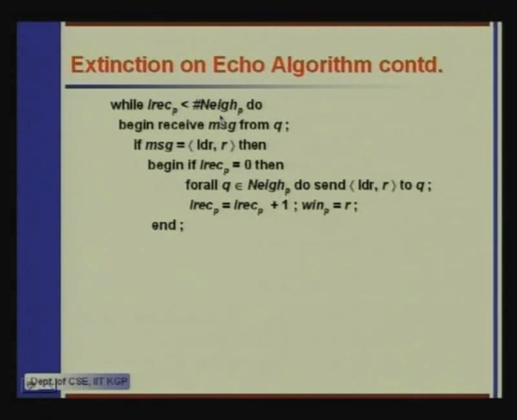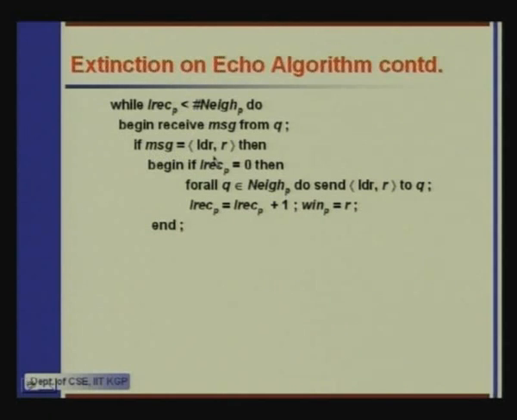Now, when LREC P is equal to the number of neighbors of P, at that time you do not have to do anything else, right, because you have got the leader message from all your neighbors, right. So, that is where you actually terminate, right. So, this is before that happens. So, you receive message from Q, the message can be what types? It can be a token message or it can be a leader message, right.